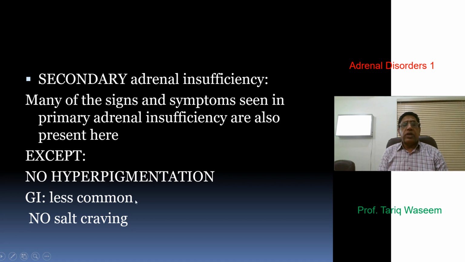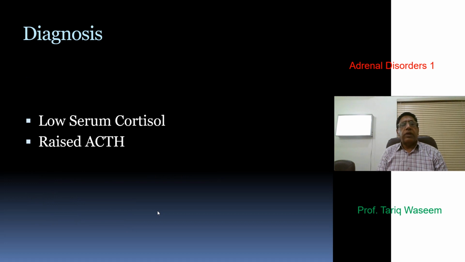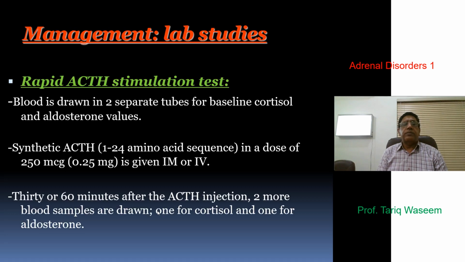Similarly, GI symptoms and salt craving are less common because the mineralocorticoid producing area is not under the effect of ACTH, so they would not have loss of sodium or retention of potassium, and they may not have this craving for salt. How do we diagnose? Of course, the primary thing is that we screen them through low serum cortisol, or in primary Addisons, the ACTH would be elevated.